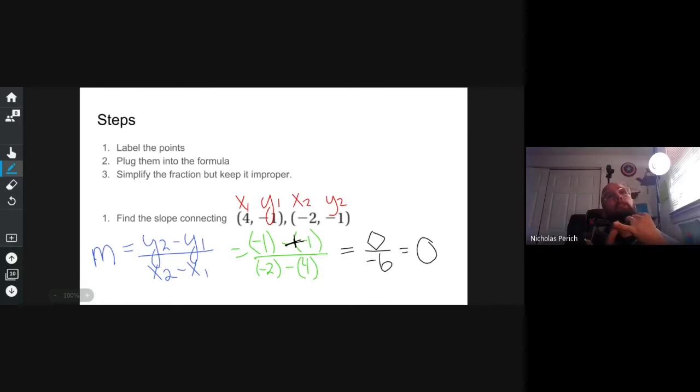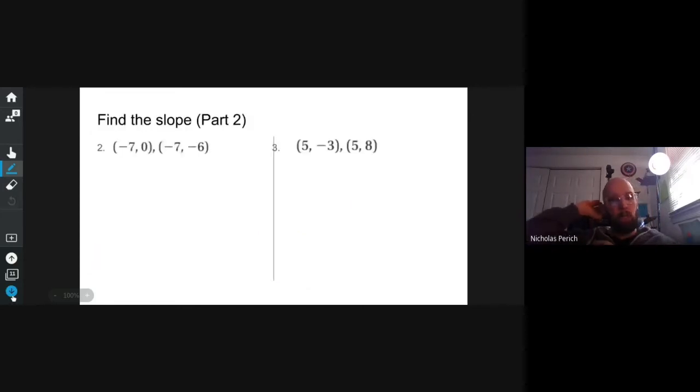Label the points, plug it into the formula, simplify but keep it improper. Label the points.